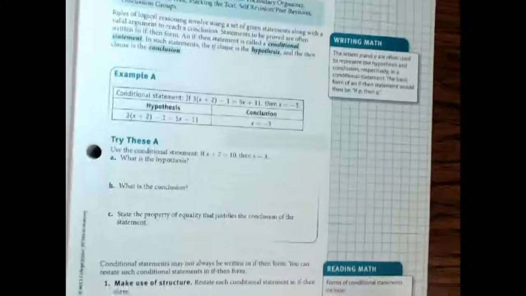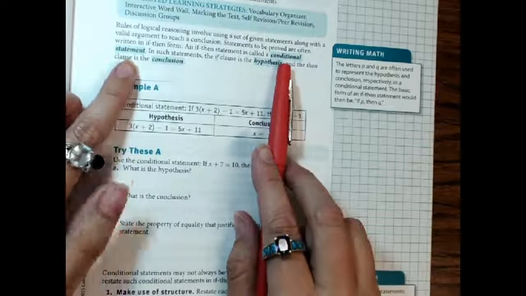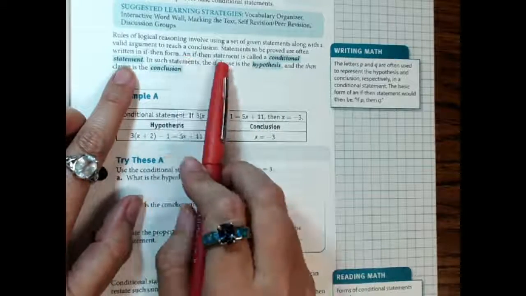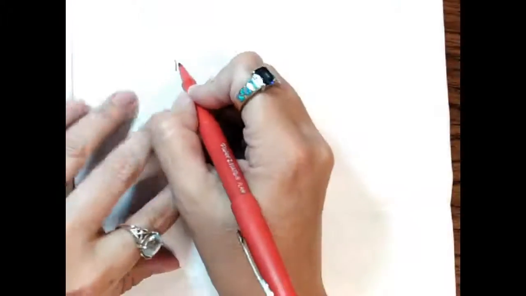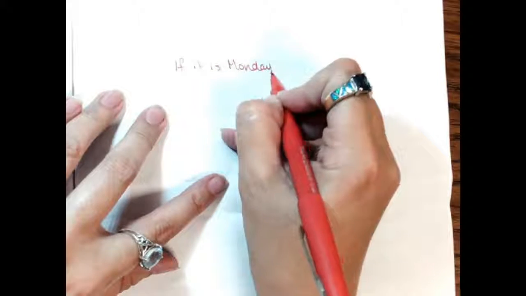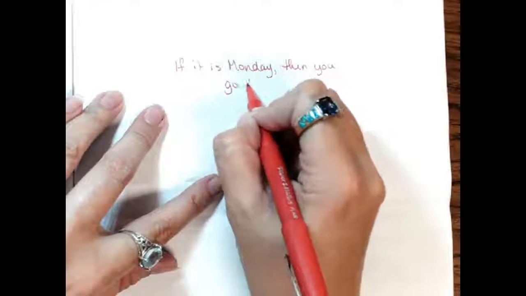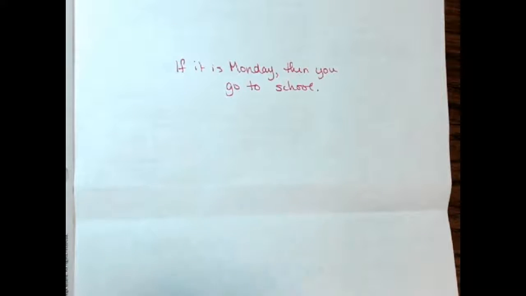we went on to page 29, which is where we got to the heart of this section that we're going to be doing. And we talk about conditional statements. Conditional statements are really easy. They're just anything written in the if-then form. The one I like to use that makes a lot of sense is, if it is Monday, then you go to school. We use if-then all the time. This is just one example of it.